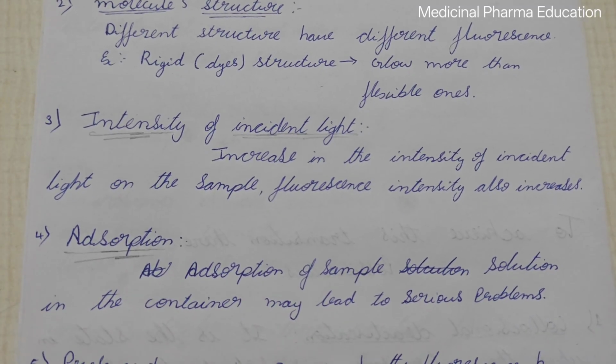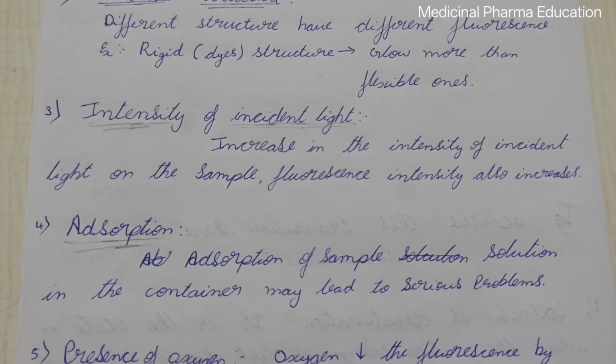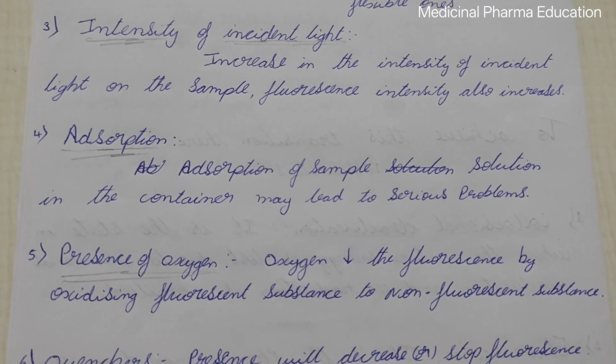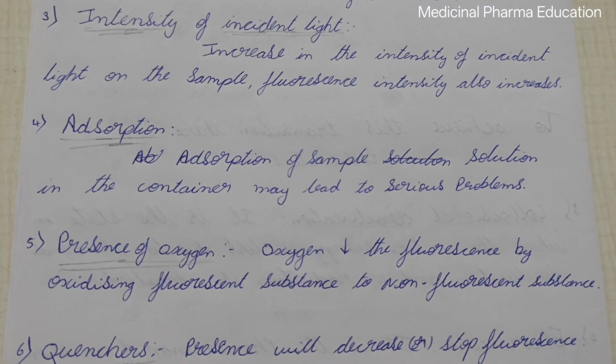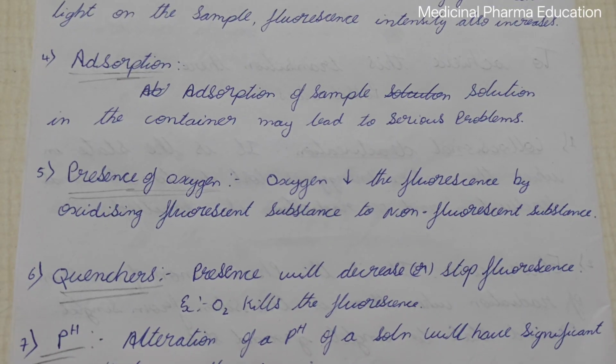Next, absorption. What happens if the light is absorbed? It decreases the fluorescence. This is also a factor. Next, presence of oxygen. Remember that oxygen decreases the fluorescence by oxidizing the fluorescent substance to a non-fluorescent substance, therefore a decrease in the fluorescence. Next, quenchers. The presence of quenchers will decrease or stop fluorescence. Example, O2 kills the fluorescence.